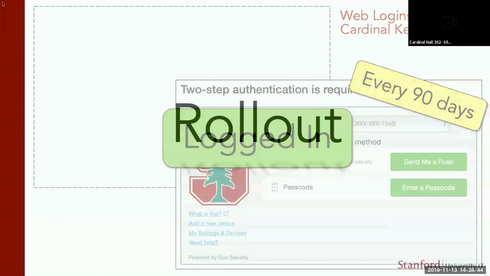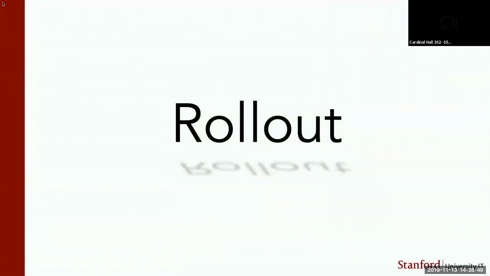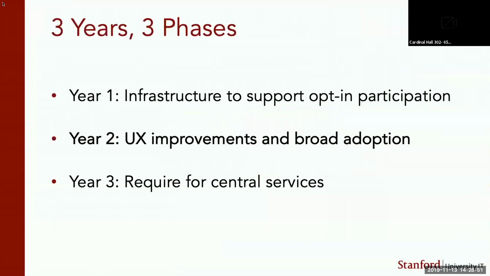So let's go to the rollout. I'm going to share this, and we're getting to the more and more technical side. So the rollout plan is across 3 years. The first year was all the infrastructure needed. By the way, I'm referring to Cardinal Key by itself, because all the My Devices infrastructure we built over a period of 5 years. So this is after that. We're now in year 2, where we're making little improvements and we're trying to gain broad adoption. And then we're soon to enter year 3, which is where we'll begin requiring Cardinal Key for central services.